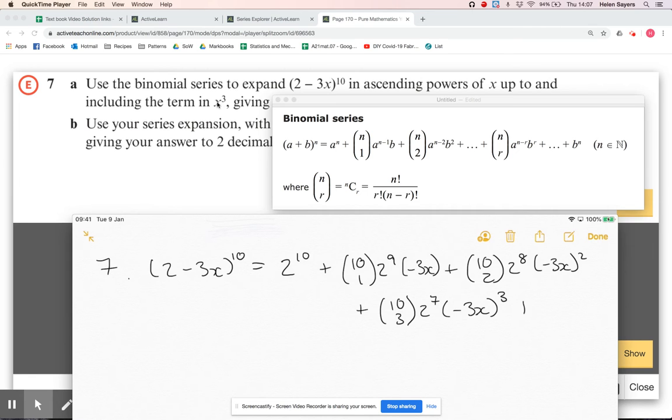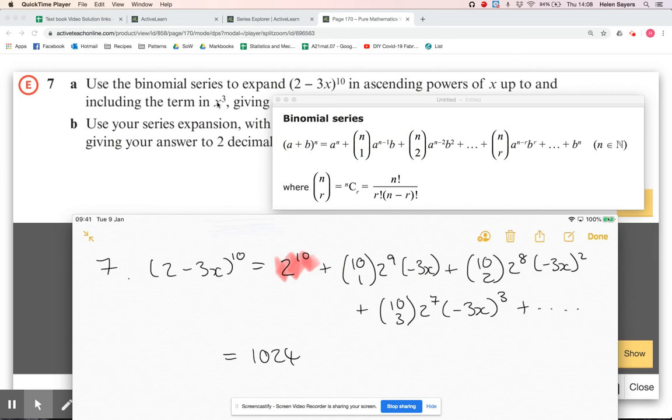It does carry on after that, but they're highly unlikely to get you to do more than 4 terms, because I think by that point you've shown you know what you're doing. Okay, so there's your constant term, so that's just straight into the calculator. 2 to the power of 10 is 1024.